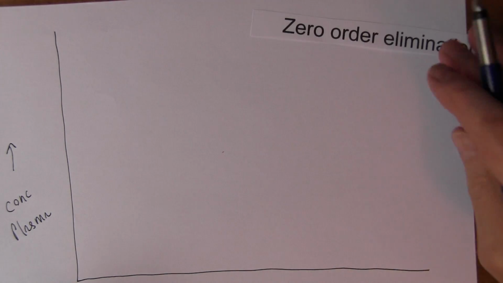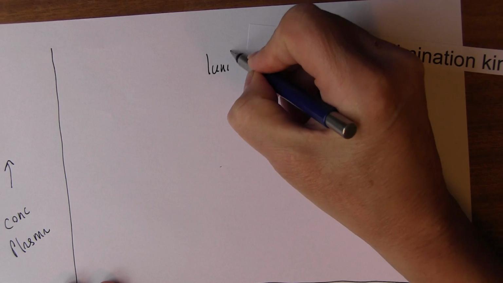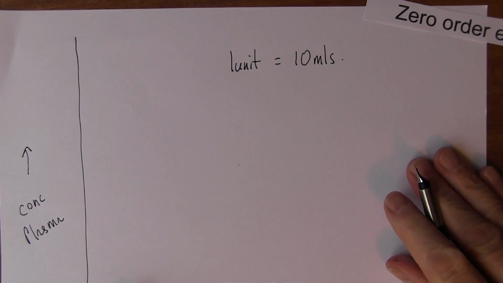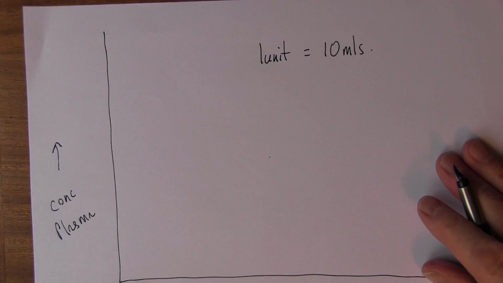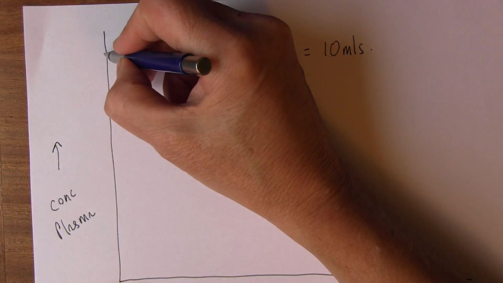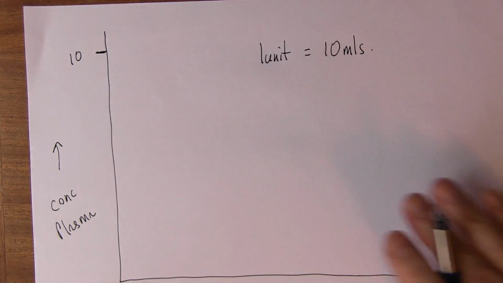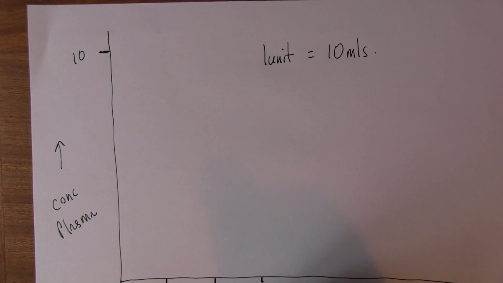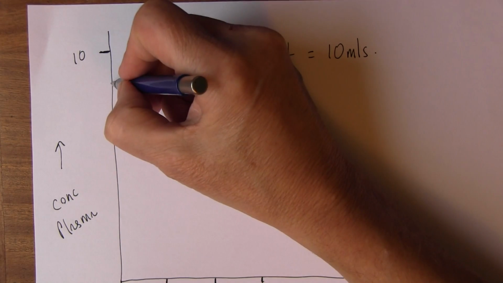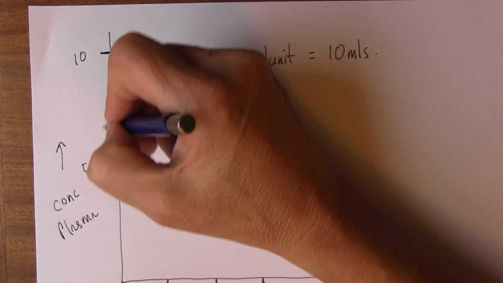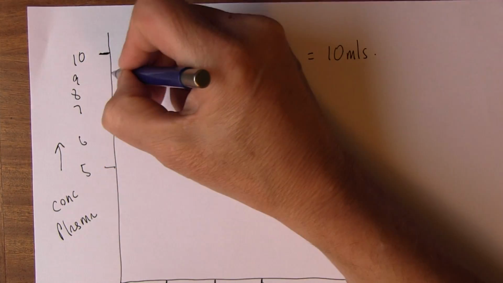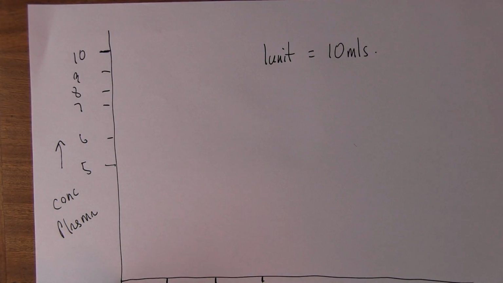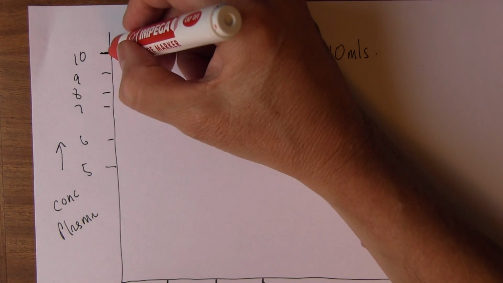In alcohol, approximately one unit of alcohol equals 10 mils of pure ethanol. That would be 1 unit of alcohol. So suppose I drink 10 units of alcohol, then after 1 hour, I'm going to be down to, that's 5, 6, 7, 8, 9. So I start off with 10 units of alcohol, which I've drunk.